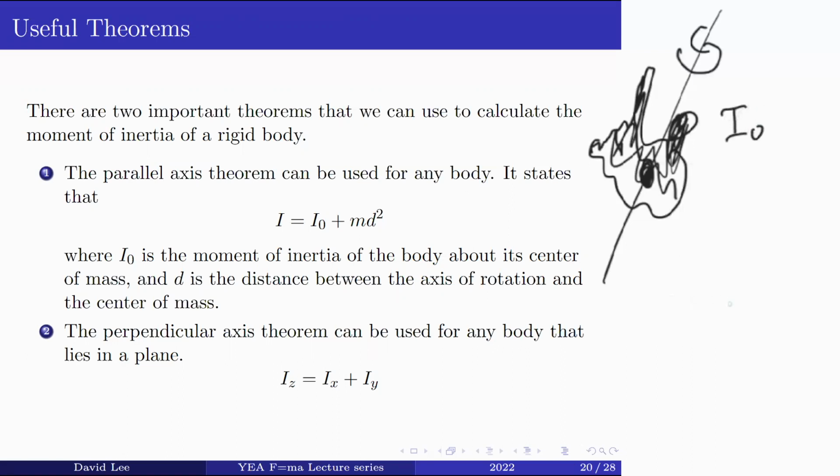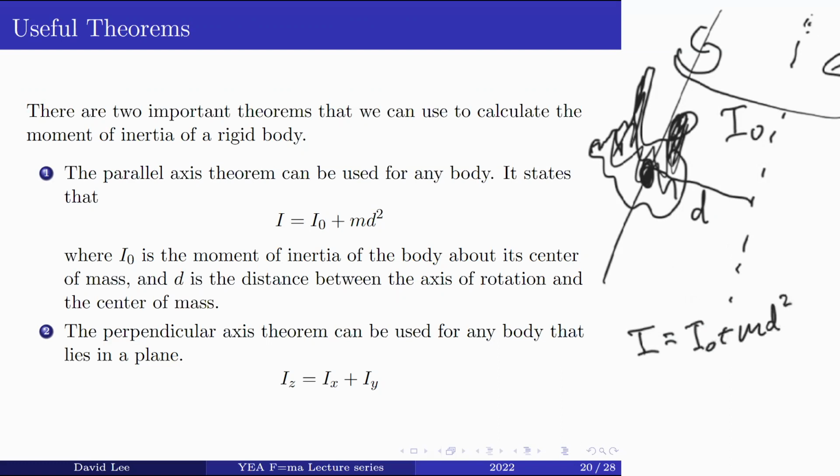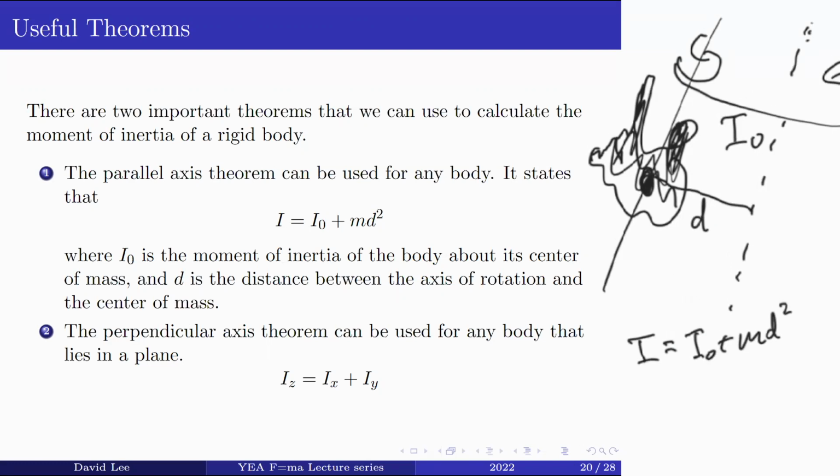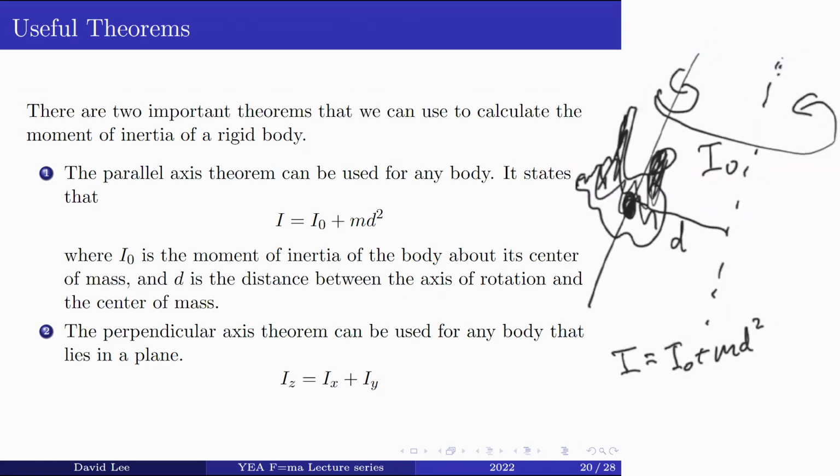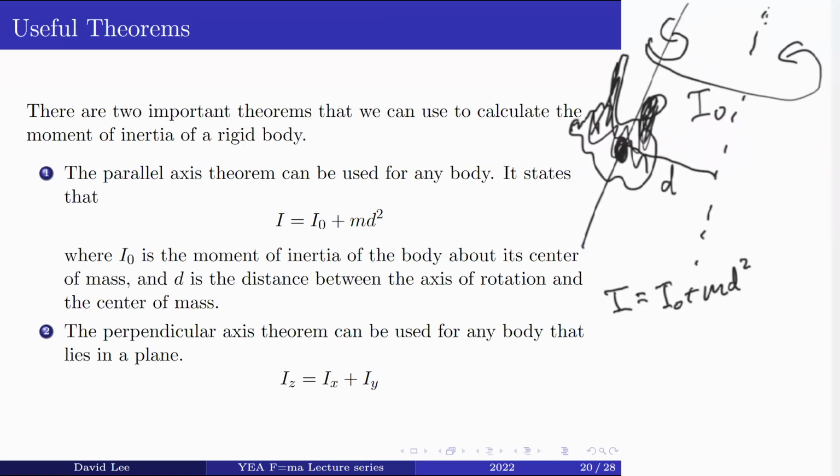If you draw a parallel axis that's a distance d away, and now all of a sudden it starts rotating around this new axis, the moment of inertia will be I0 plus md squared. M is just the mass of the object. All right, so this theorem's very useful.